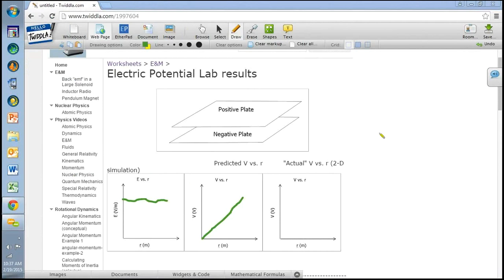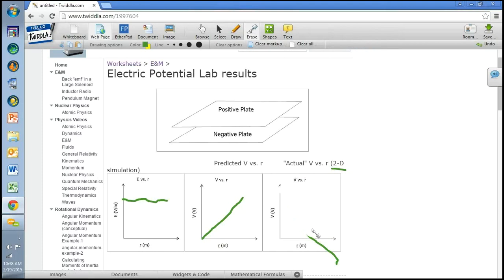Okay. So I want to look at this. And hopefully you guys can hear me here. What we saw was something that kind of did this. Went down, and then it went the other direction. But keep in mind that this is actually a two-dimensional simulation, and we're really wanting something that's three-dimensional.